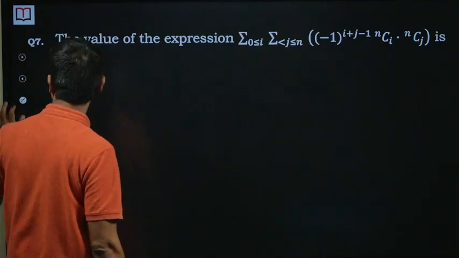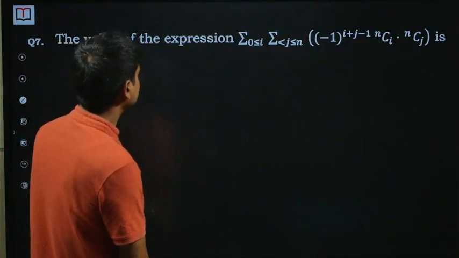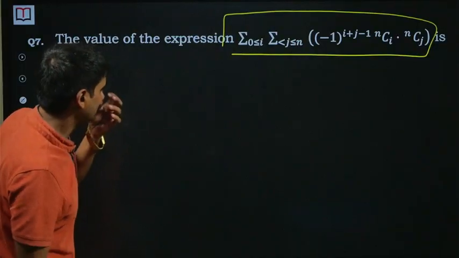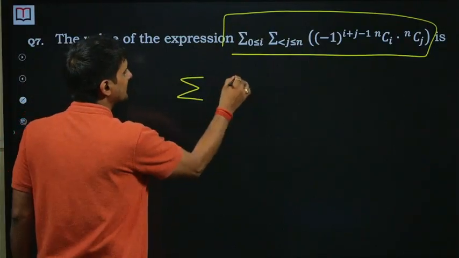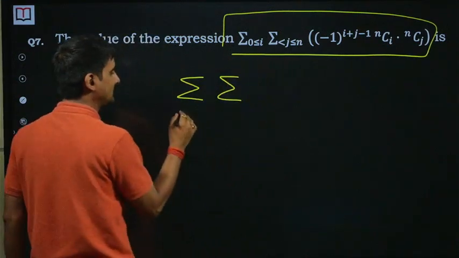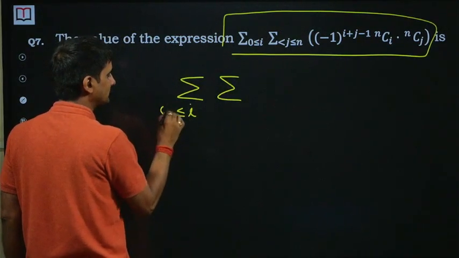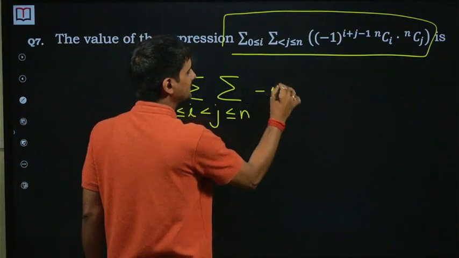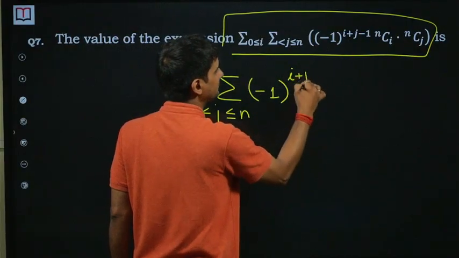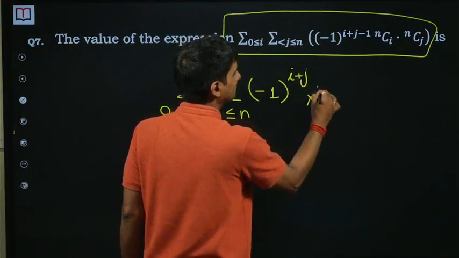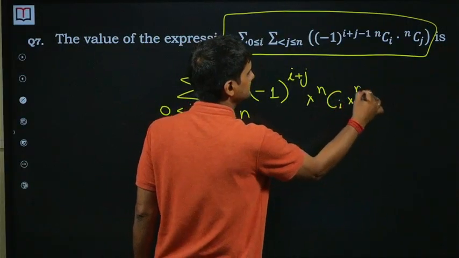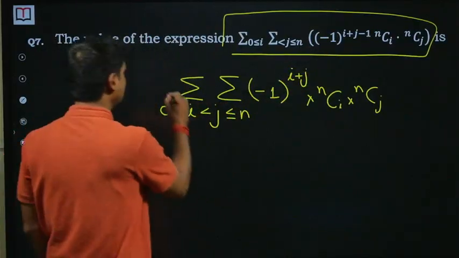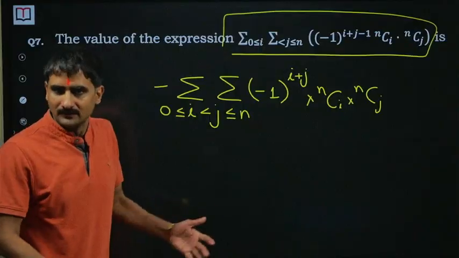So now I'm moving to the next question. Next one is the value of this expression. First I think you all would have understood, though there's some notation problem here. So the sum over i, with 0 less than or equal to i less than j less than or equal to n, of minus 1 raised to the power i plus j minus 1 into nCi into nCj. Now you might be thinking why I didn't write minus 1 here. I will take it out here.